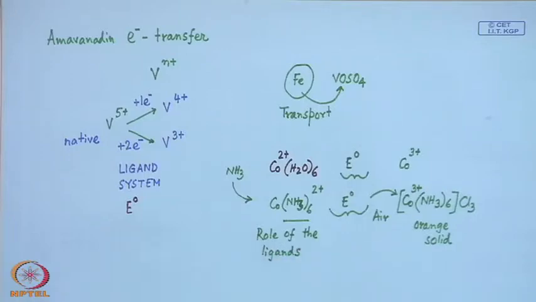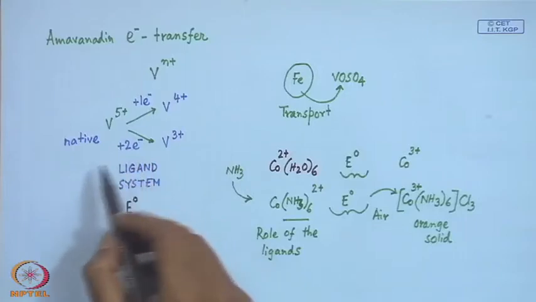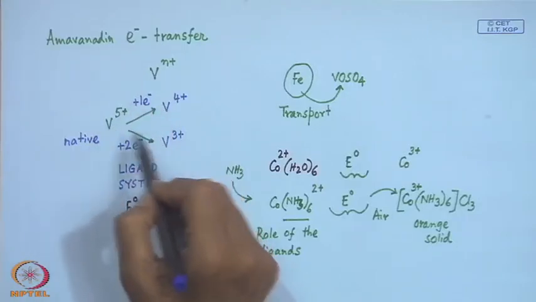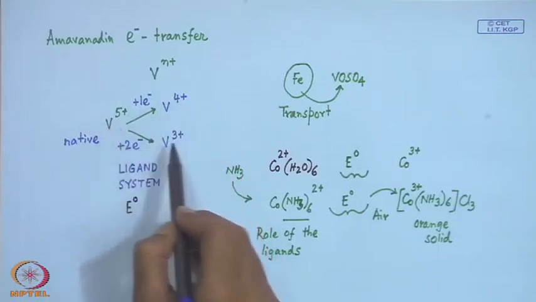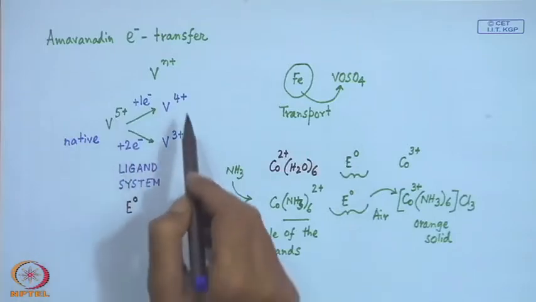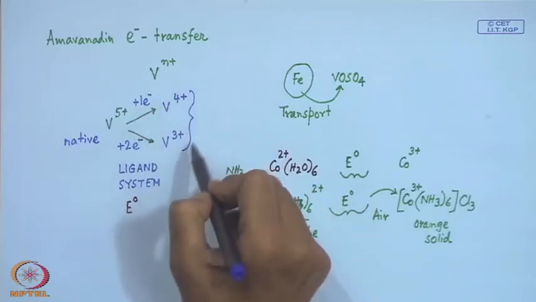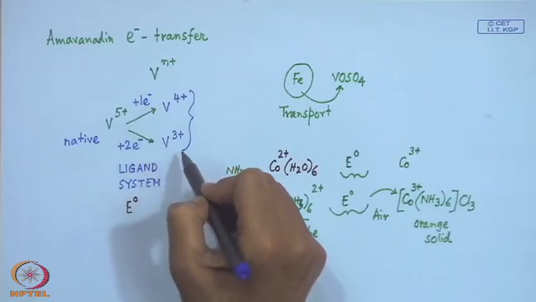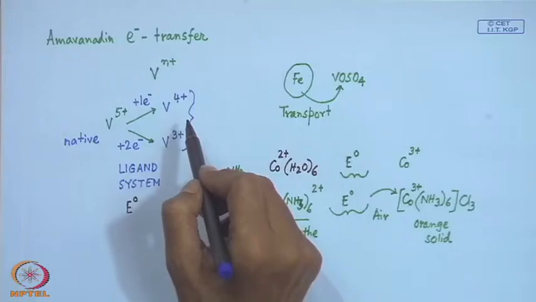So, the role of the ligands is therefore important. In the same way, if we have a ligand system which can reduce the corresponding E0 value for the reduction reactions from vanadium 5 to vanadium 4 and vanadium 5 to vanadium 3, we can easily reduce these two and stabilize this particular oxidation state.